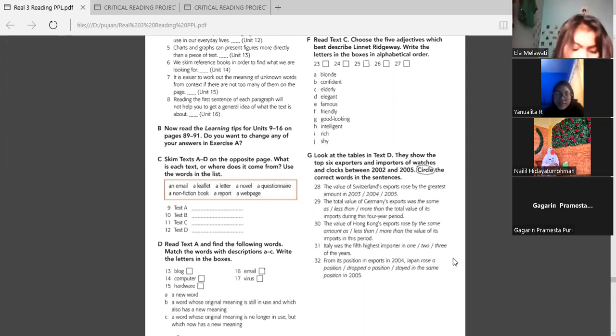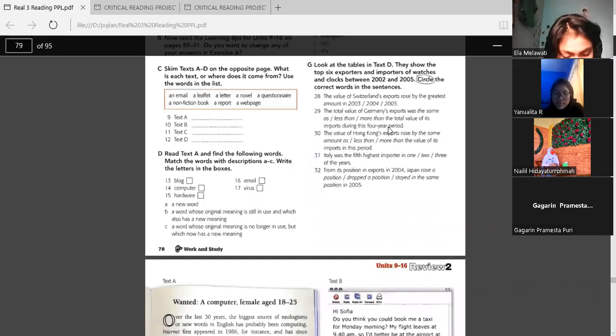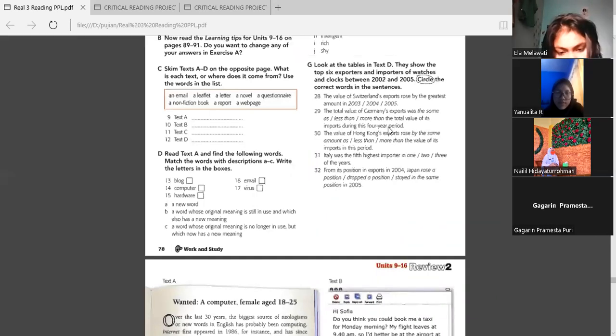Then, how about you, Fitron? The value of Switzerland. 2005, 2003, or 2004? 2005, sir. 2005, so it's agreed, yes? And here she wrote, and is her answer right for you? Yes, sir, I agree with Hershey. Okay. Is there any 2004? Did anyone answer 2004? No? Go on, Hershey. Next number.